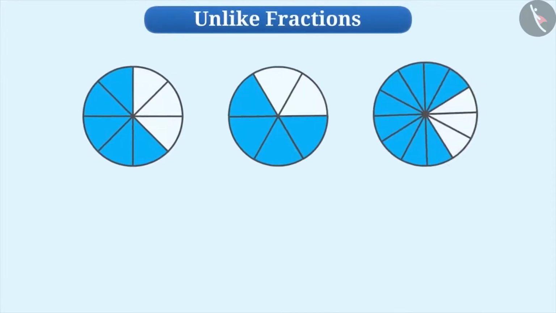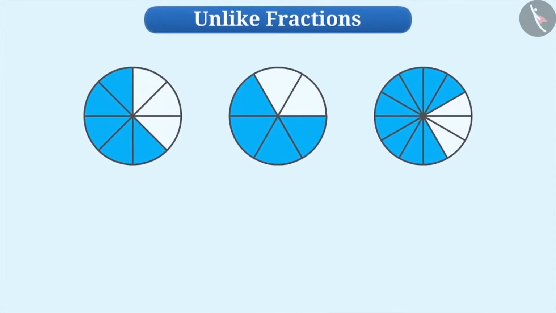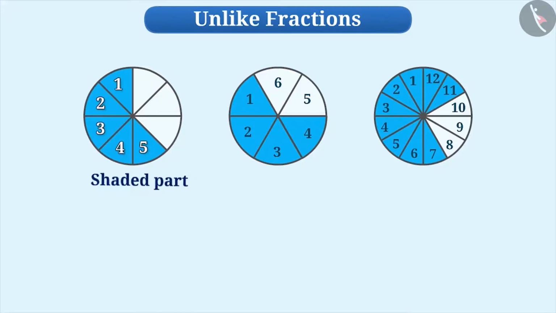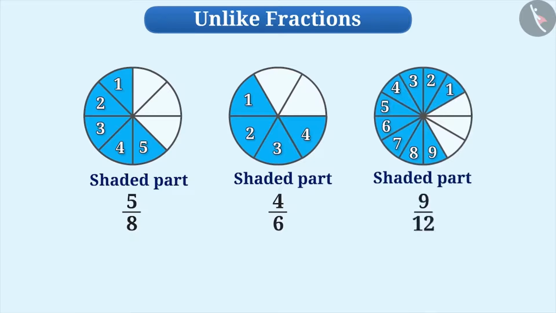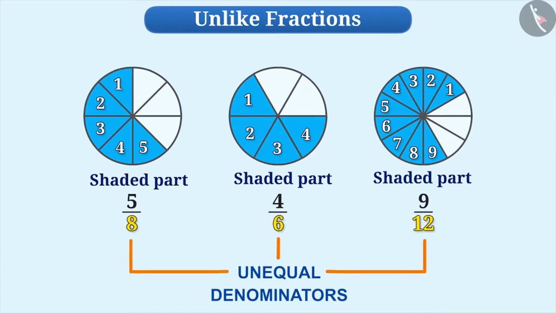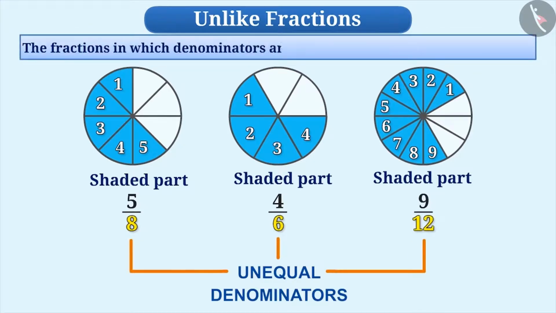Now look at these figures. As you can see, the first figure is divided into 8 equal parts, the second figure is divided into 6, and the third into 12 equal parts. Since 5 out of 8 are shaded in the first figure, the fraction of the shaded parts can be represented as 5 by 8. Similarly, the shaded part of the second figure is 4 by 6 and the third is 9 by 12. The denominators of all these three fractions are not equal.